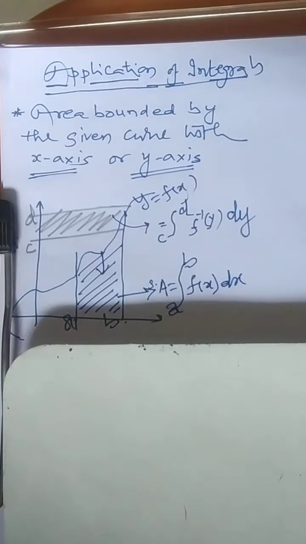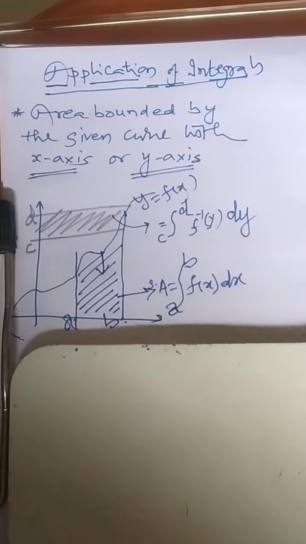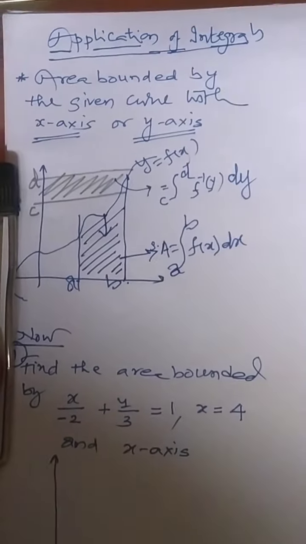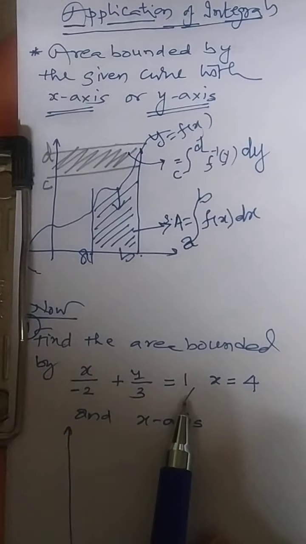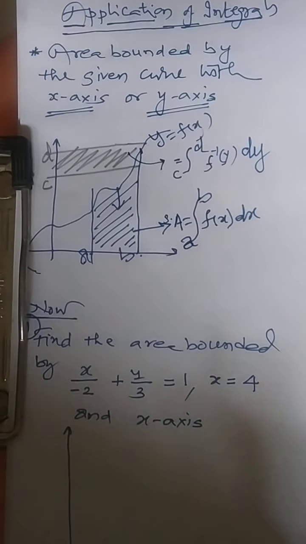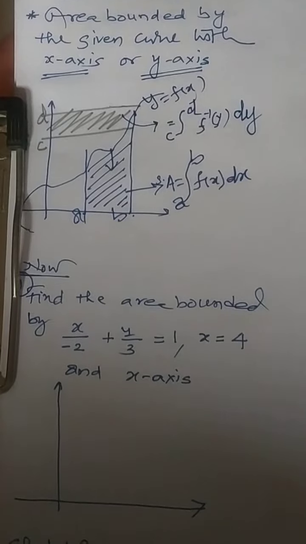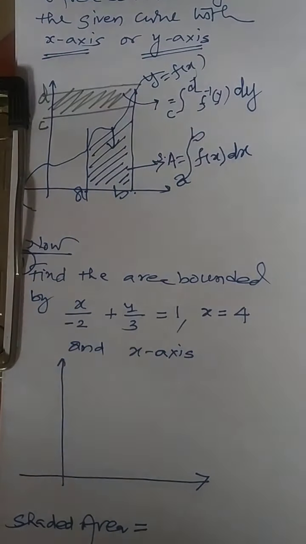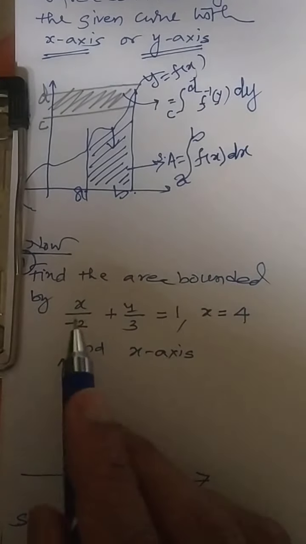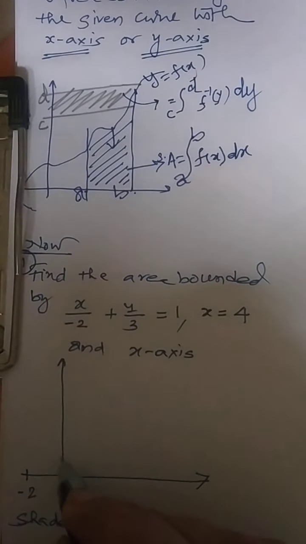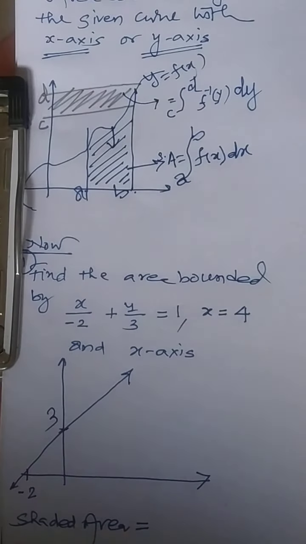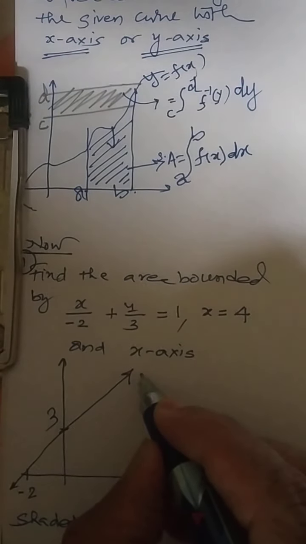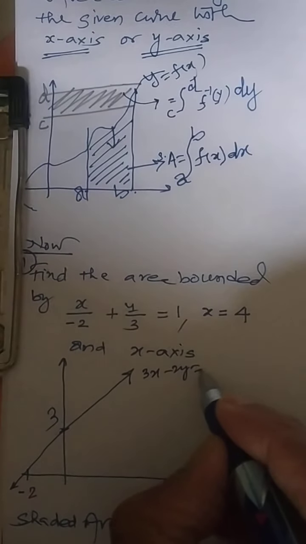So this is the basic technique which you should know before going for any problem. Now, the question: find the area bounded by x by minus 2 plus y by 3 equal to 1, the x-axis and x equal to 4. The first task in this type of integration is to draw the curve. Now x by minus 2, you know it is a straight line: x-intercept is minus 2, y-intercept is 3. Simplified, it can be written as 3x minus 2y plus 6 equal to 0.